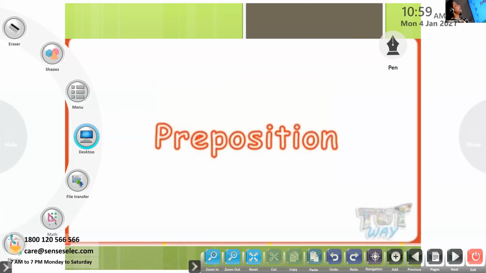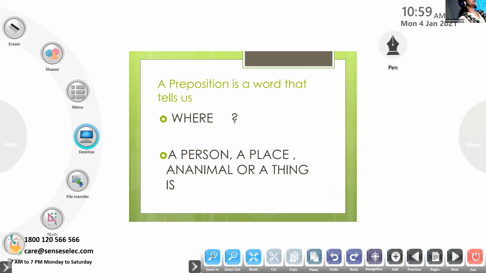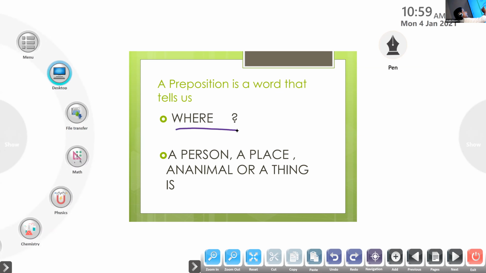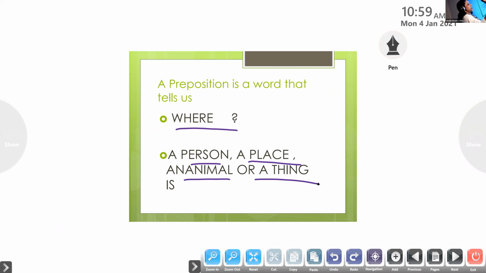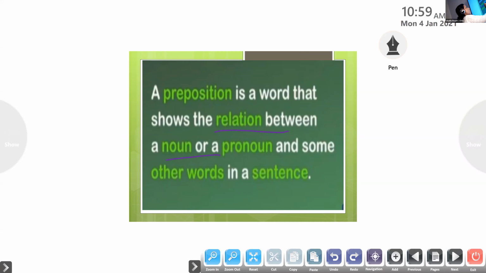Okay, children, are you all ready? So we are on the topic preposition. What are we learning in today's class? Preposition. We know prepositions are position words. It tells us where a person, a place, an animal, or a thing is. It also tells us the relation between a noun or a pronoun and the other part of the sentence. Is that clear to all of you?